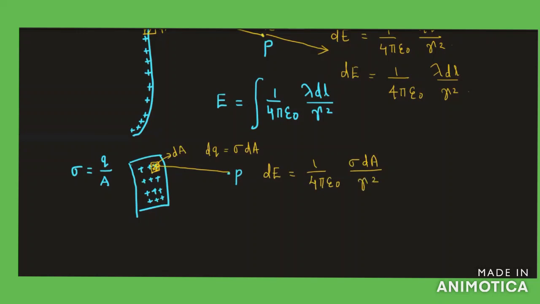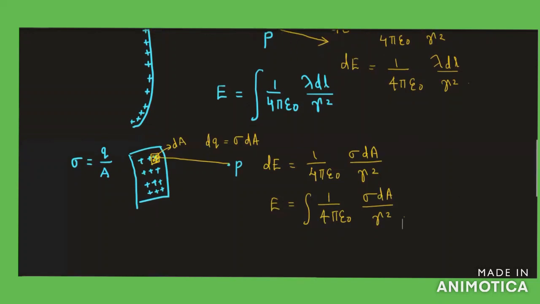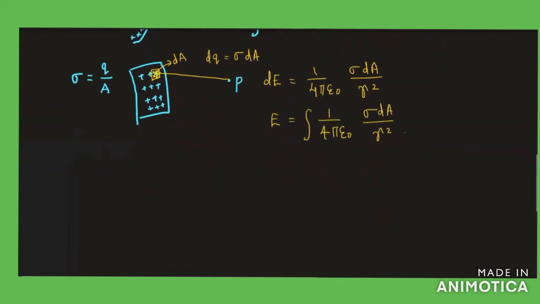So in order to get the net field at P, we can integrate this dE, that is integral 1 by 4 pi epsilon 0 sigma dA divided by r square. Okay. And for volume charge distribution also, we use Coulomb's law and superposition principle to find out the electric field. Okay. Now for a volume charge distribution also we can use the same technique, and here we have to divide the entire charge configuration into small volumes. Okay, small volumes, infinitesimally small volumes.